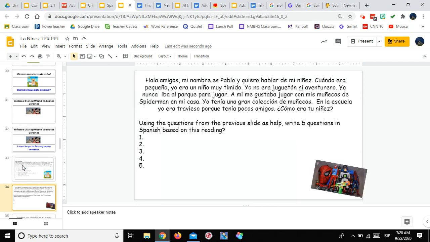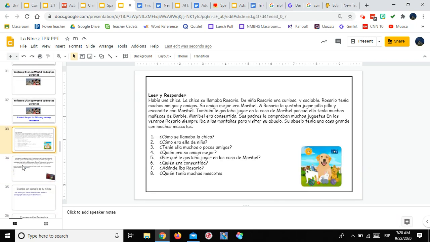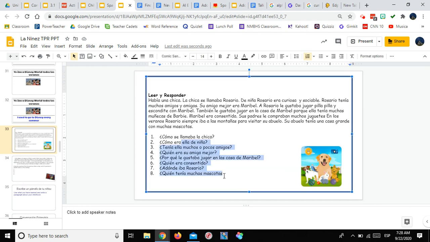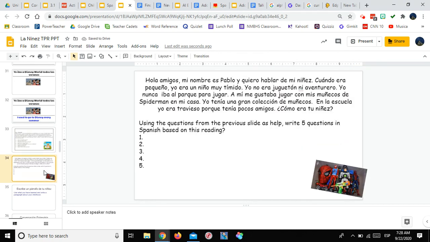All right, and then we have 3 assignments that you're going to use for this, okay? So one is you're going to leer y responder, so read and respond in Spanish. These questions are in Spanish, so you need to answer them in Spanish, and it's going to be on a Google Doc for you to review this, but I also have it on the slide deck. This one is you're going to read and write, so this is leer y escribir.